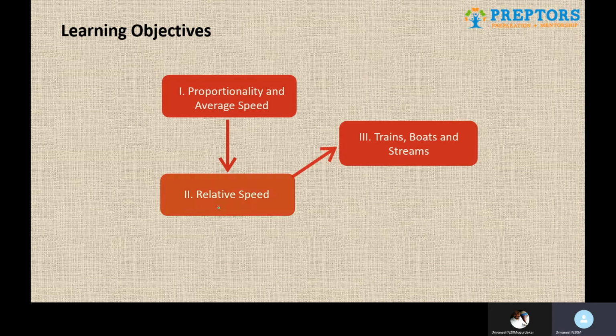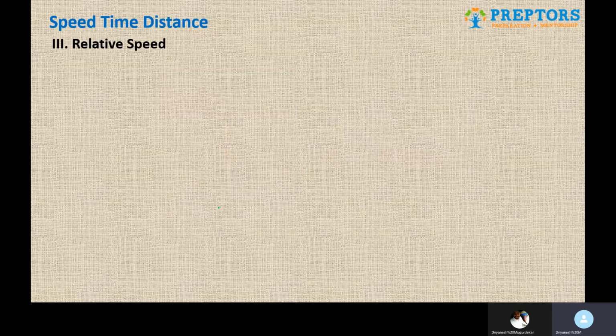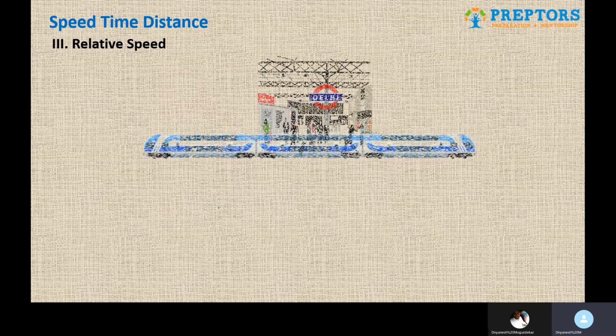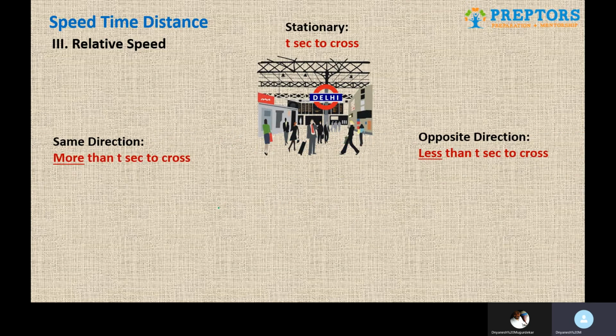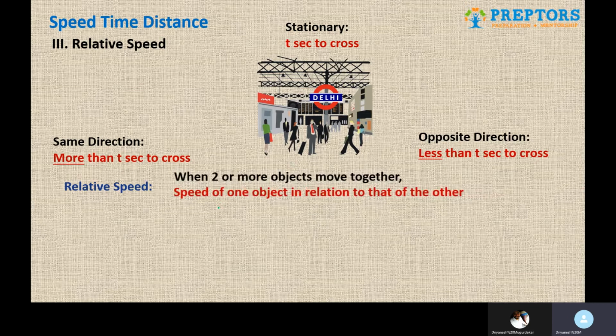The second part of this particular topic is relative speed, and as the name itself suggests, it's not an absolute value, it's compared basically. And when does relative speed come into the picture? Again, when two of the objects, both of them have their individual speeds in the picture. So relative speed comes in when two or more objects move together, and that means one of the object's speed is in relation to that of the other object. When both the objects have their own individual speed, that's when relative speed comes into the picture.